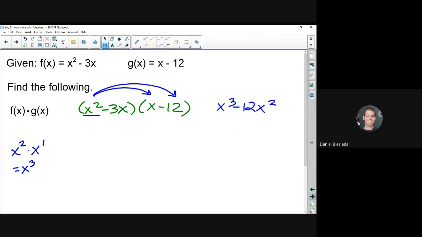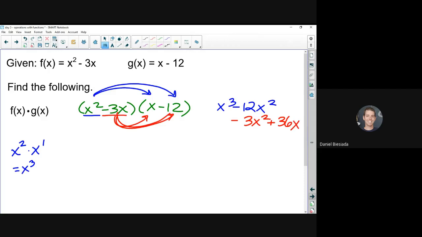We do have to make sure we distribute a second time. So negative 3x, I will also distribute that into the second set of parentheses. Negative 3x times x, I have those two x's. That's going to give me an x squared. And over here, negative 3x times negative 12. Remember, when you multiply two negatives, you get a positive. So that will give me a positive 36x.